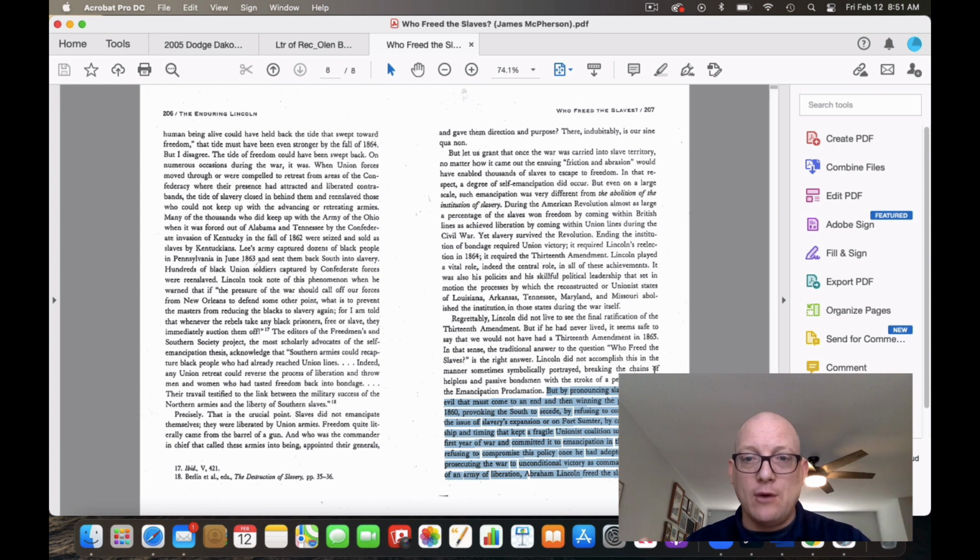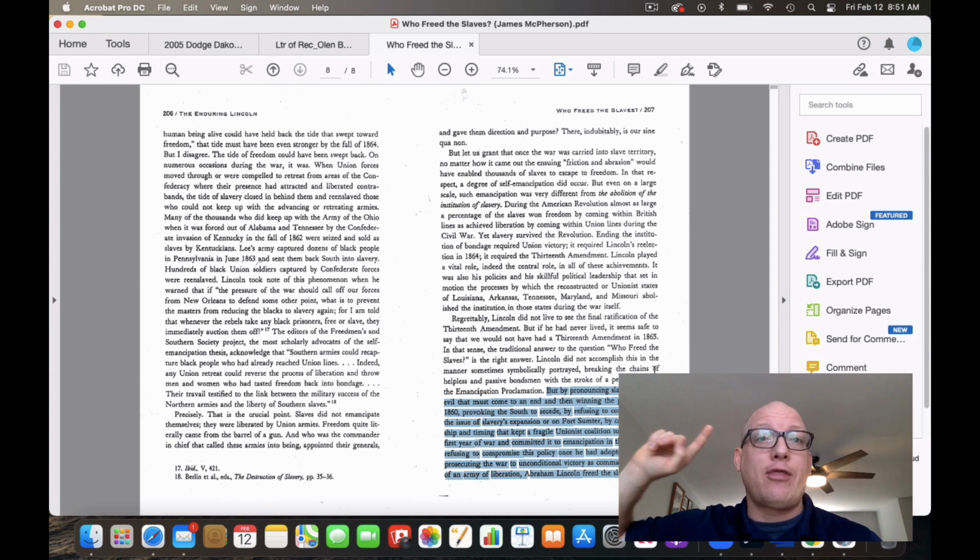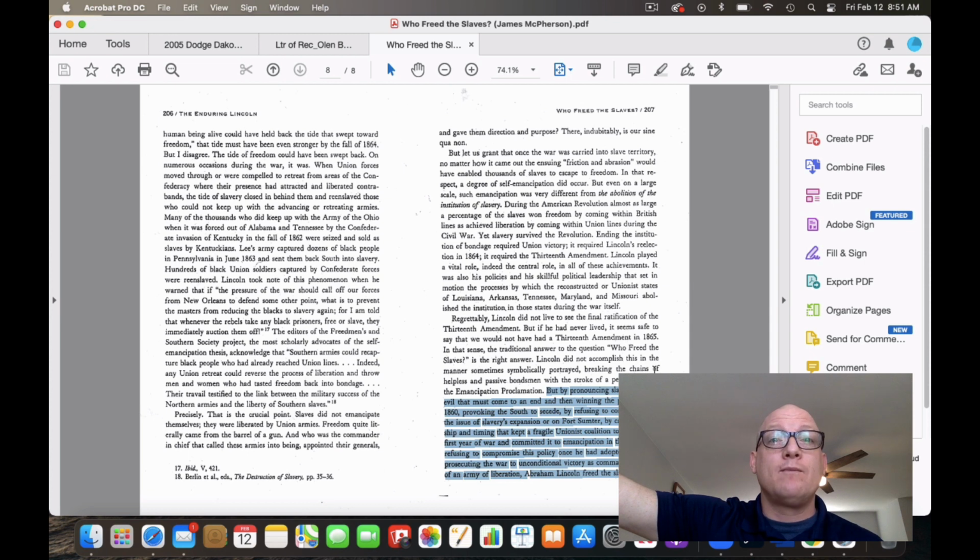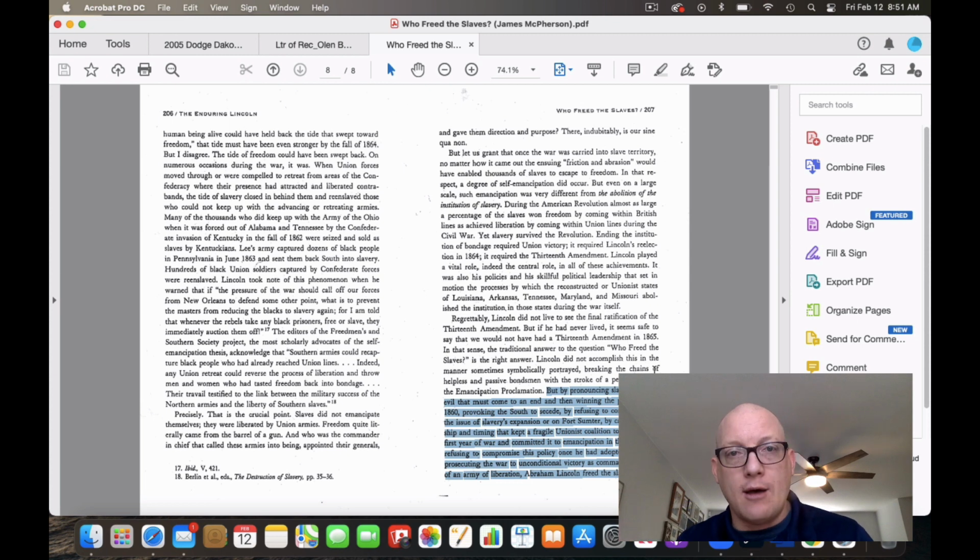Okay, by pronouncing slavery a moral evil that must come to an end, and then winning the presidential election in 1860, that provoked the South to secede. That's when the South seceded, when Abraham Lincoln won the presidency, because the South thought, here it comes. He's going to gun for us because he's so firmly anti-slavery. He said it in so many speeches that surely when he gets into office, he's going to try to take away our slaves and our livelihood, right?